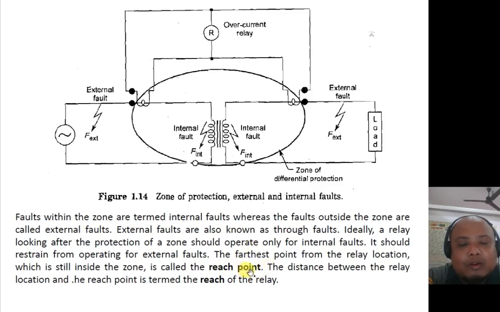Reach point is a point or location, whereas the reach of the relay is the distance between the relay and that reach point. Reach point is the farthest point from the relay up to which it can protect, the last point in its operating zone, and the distance between the relay location and the reach point is called the reach of the relay. Don't get confused. In exams, students make these mistakes again and again in defining these two. Reach point is a point, reach is a distance.